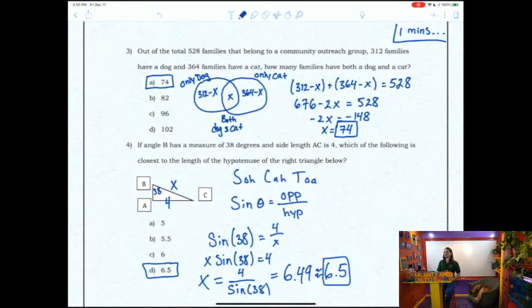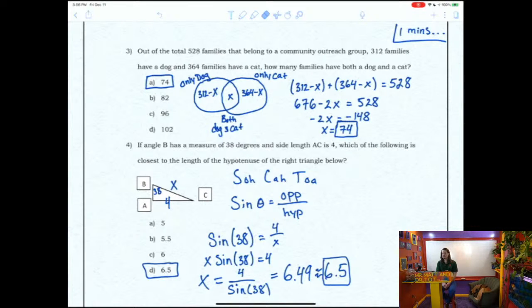Likewise, 364 families that have a cat minus x number of families that have a cat and a dog would give you the number of families that have only a cat. So if we take those two expressions and add them together, then 312 minus x plus 364 minus x is equal to 528. So we get 676 minus 2x is equal to 528. Subtracting 676 on both sides, we get negative 2x is equal to negative 148. And then dividing by negative 2, you're going to find that x is equal to 74. So there are 74 families that have both a cat and a dog.